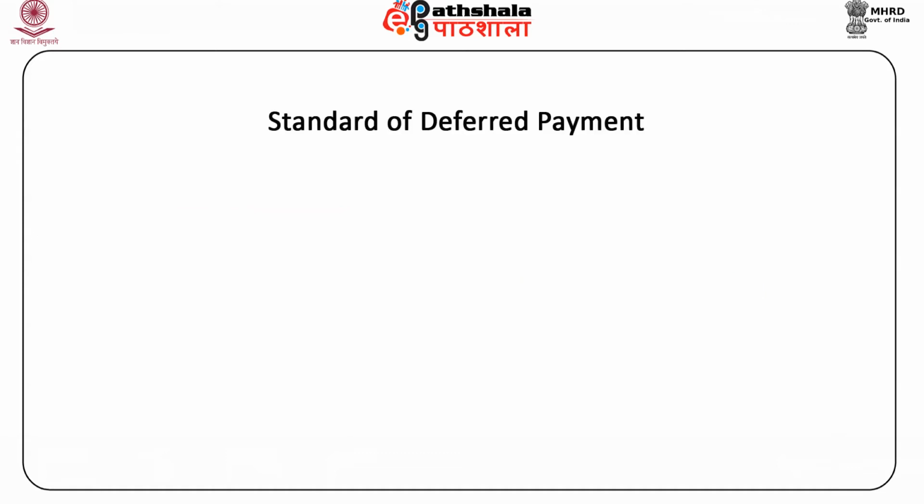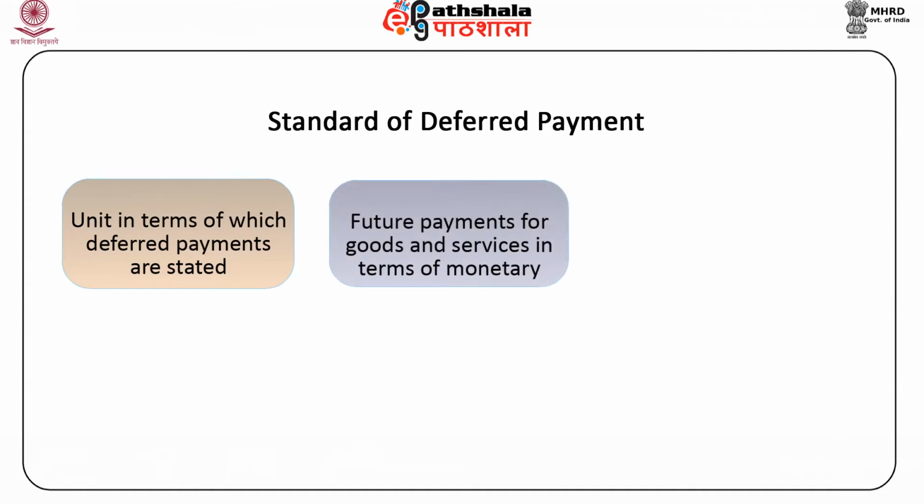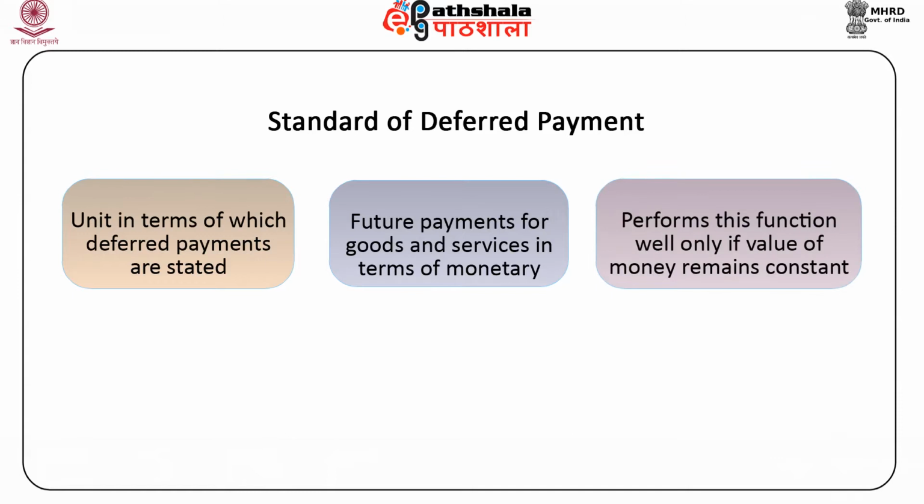Money is the standard in which future or deferred payments like interest, rent, salaries, etc. are stated. It goes with the first two functions. Money is a good standard of deferred payment only if its purchasing power remains constant.